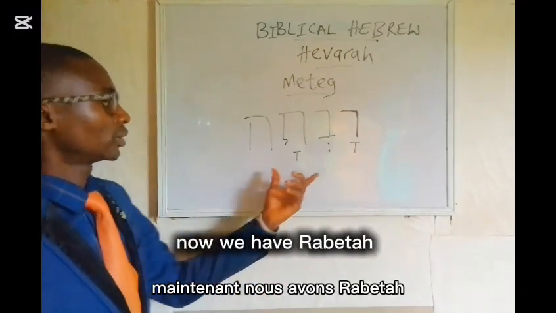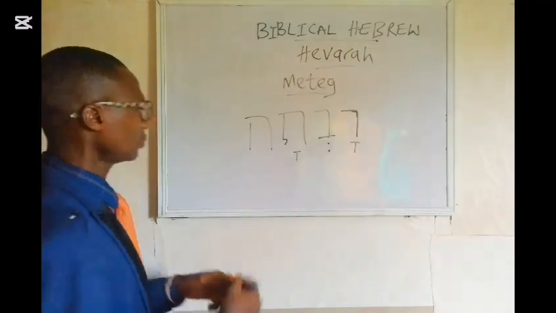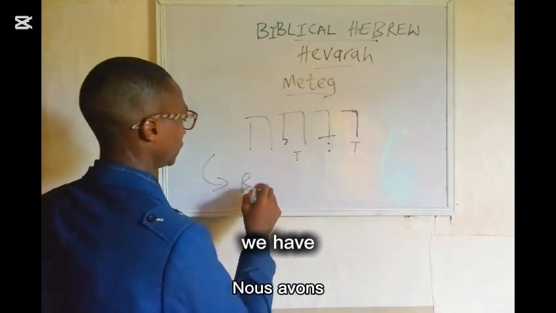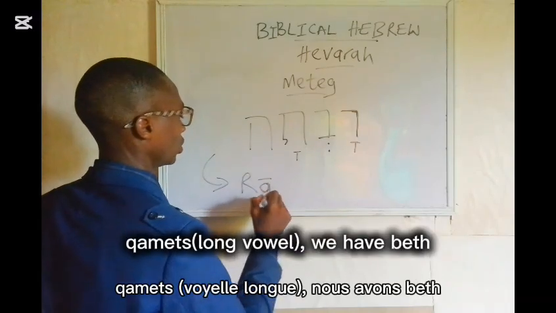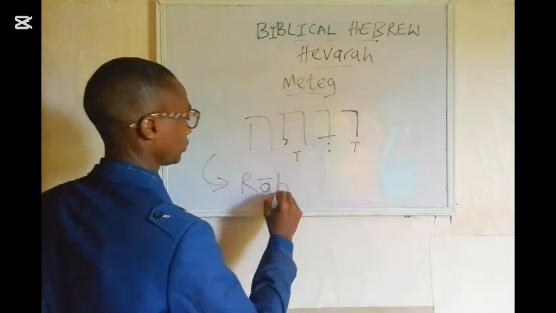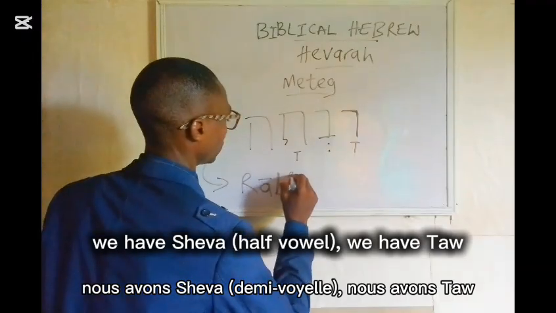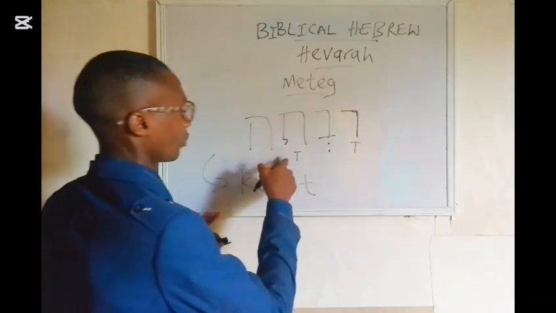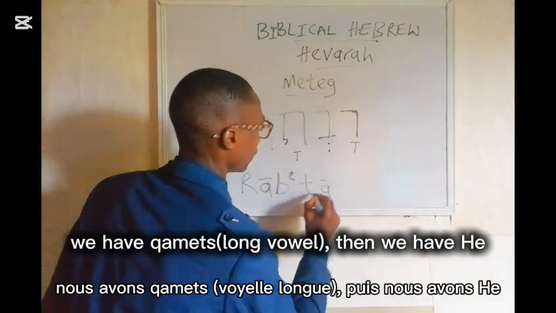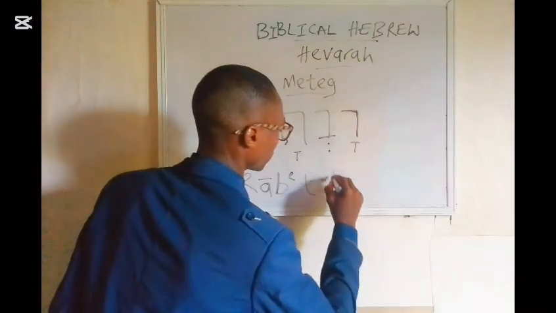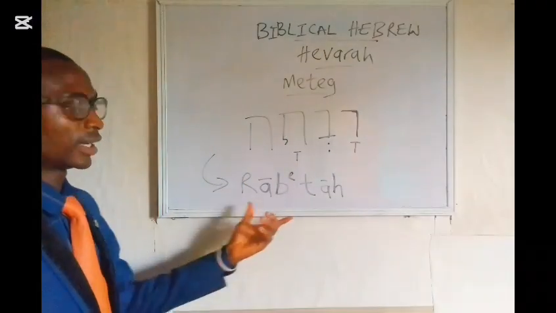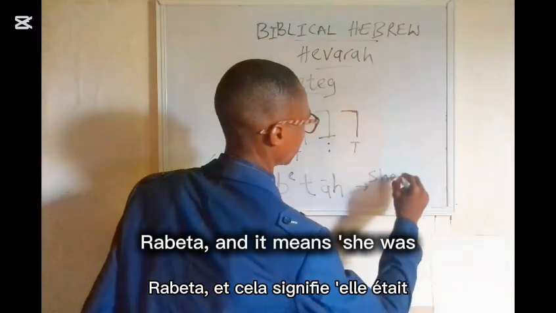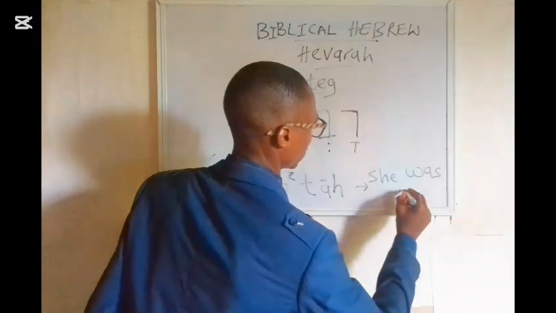Now we have rabta by transcription. We have resh with a long vowel qamets. We have bet, we have sheva with a vowel. We have tav, we have qamets long vowel. Then we have he. Now, rabta, and it means she was great.